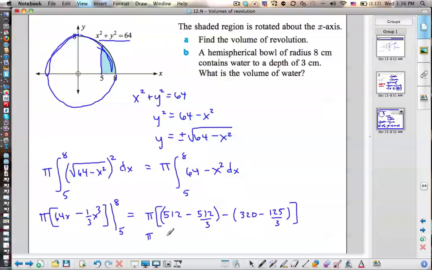Maybe Mr. Rops will just put this whole thing in the calculator for us. Well, I did the first numbers first, so 512 minus 320 is 192. And then I was going to do the fractions after that. That's a minus, and this will end up being a plus, so 512 and 125 over 3 gives negative 129. So 192 and 129 is 63. 63 pi? You betcha.